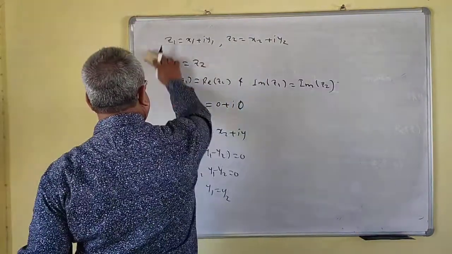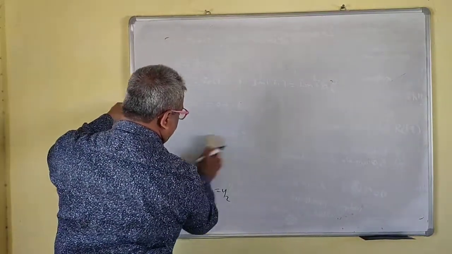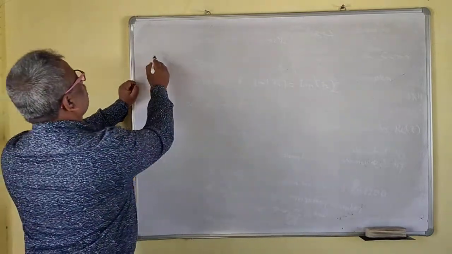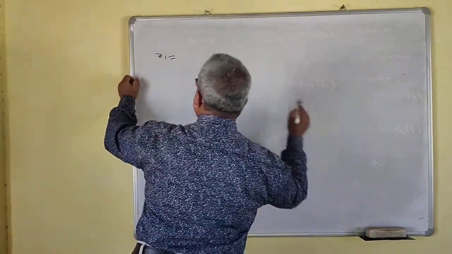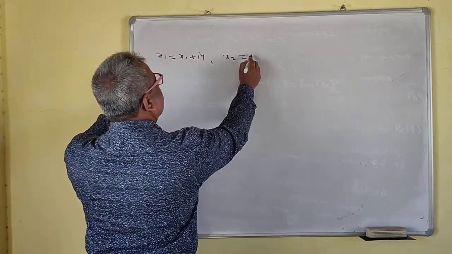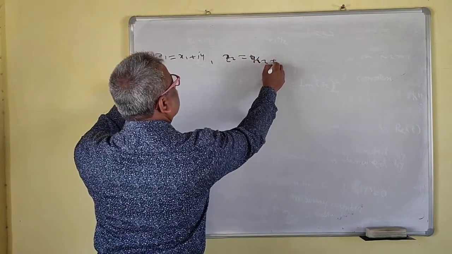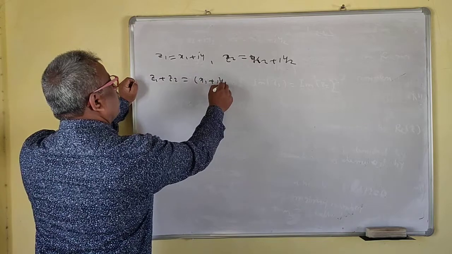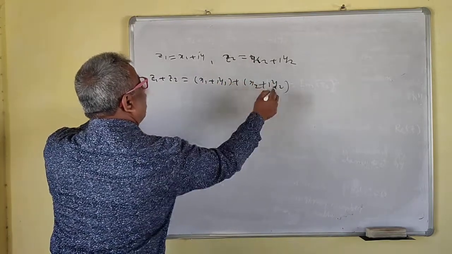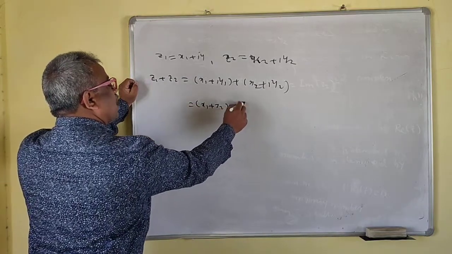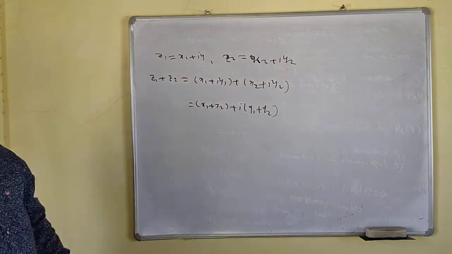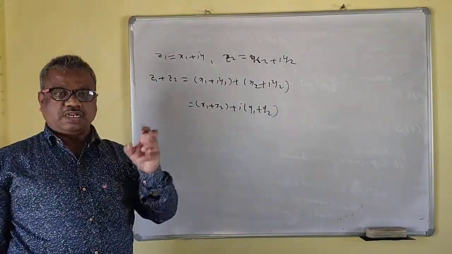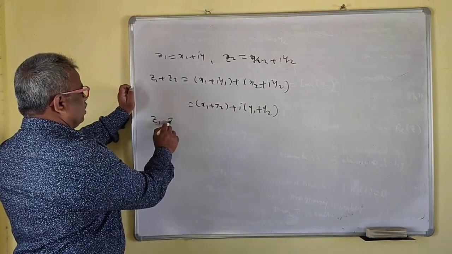Now we'll see how to take the addition of two complex numbers, and how to take the multiplication and the subtraction. For z1 plus z2, your z1 is x1 plus iy1 and z2 is x2 plus iy2. So z1 plus z2 is equal to x1 plus iy1 plus x2 plus iy2. I can write this as x1 plus x2 plus i times y1 plus y2. That means you have to add the real parts and add the imaginary parts. The addition of the real parts is the real part, and the addition of the imaginary parts is the imaginary part of the complex number.